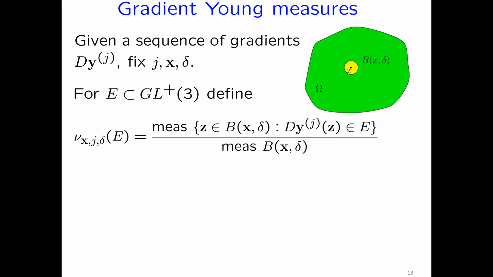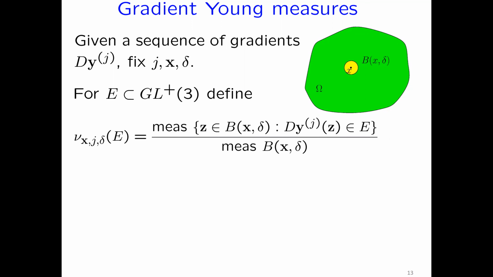So it's the measure of the set of points where this measure gives to a set E of matrices the measure of the set of points where the gradient Dy_j at z is in E, divided by the measure of the ball, right? And that's a probability measure on matrices, which depends, of course, on x, j, and delta.